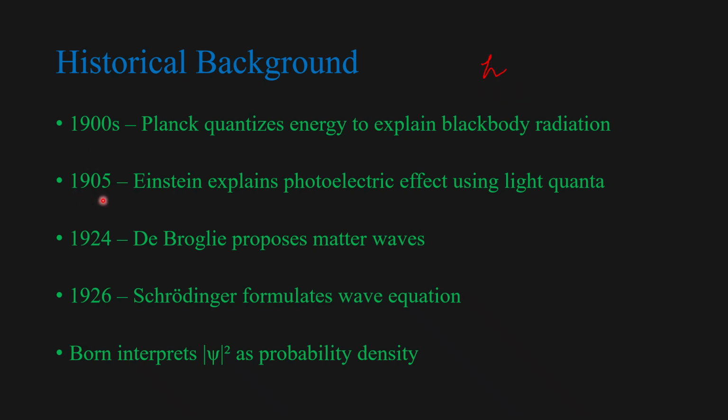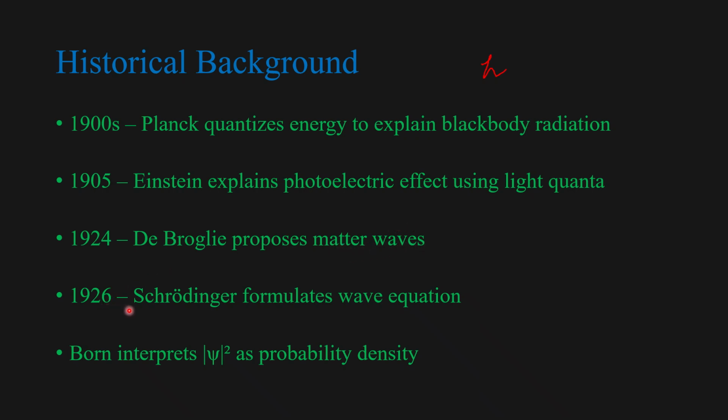In 1905, Einstein explained the photoelectric effect using light quanta. That is, he explained the photoelectric effect with light acting as a particle. So that is the Einstein explanation for the photoelectric effect. In 1924, the de Broglie hypothesis, which is very important, introduced the concept of matter waves. That is, a particle behaves like a wave.